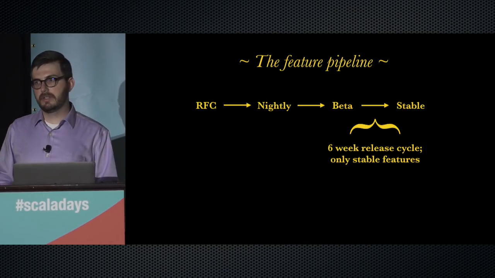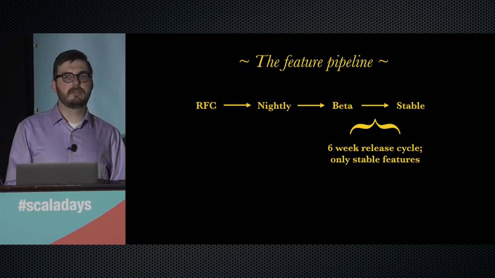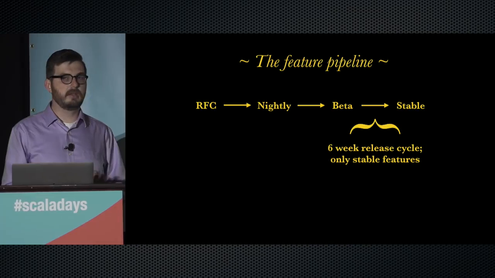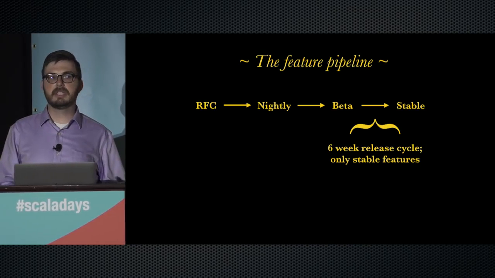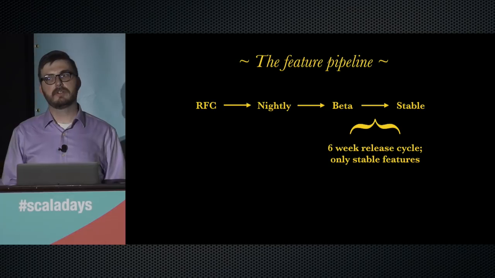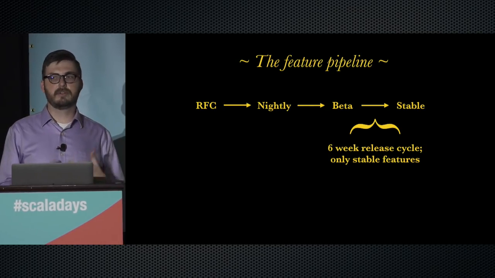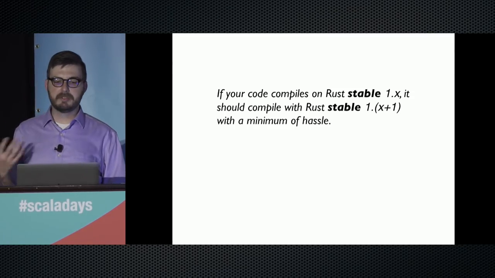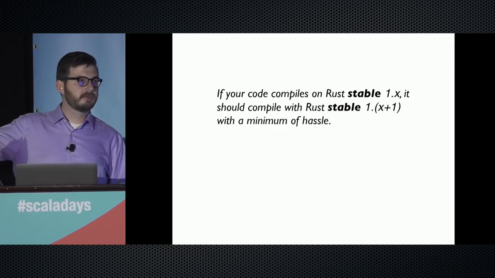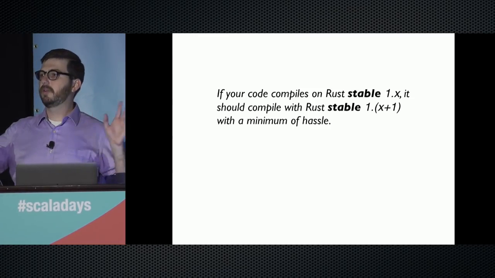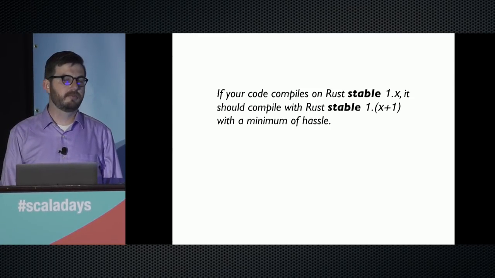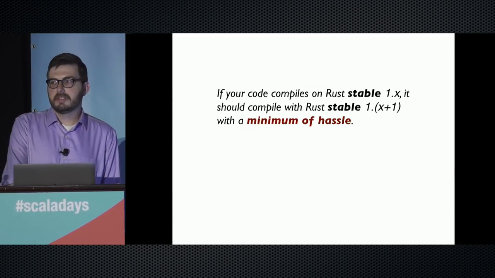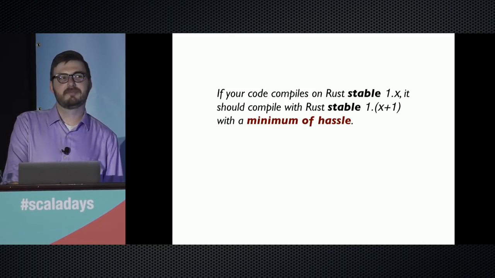So if you are conservative, if you want to make sure that you can freely upgrade Rust and not have to worry about it, use the stable compiler, and we'll give you that guarantee. If you want to live on the bleeding edge, you can use the nightly compiler and unstable features. You might break, but you'll sort of know what you've gotten yourself into, right? So again, the promise is if your code compiles on stable Rust 1.x, it should also compile with a minimum of hassle on stable 1.x+1. Okay, so what about this minimum of hassle bit, right? That seems like a heck of a loophole.